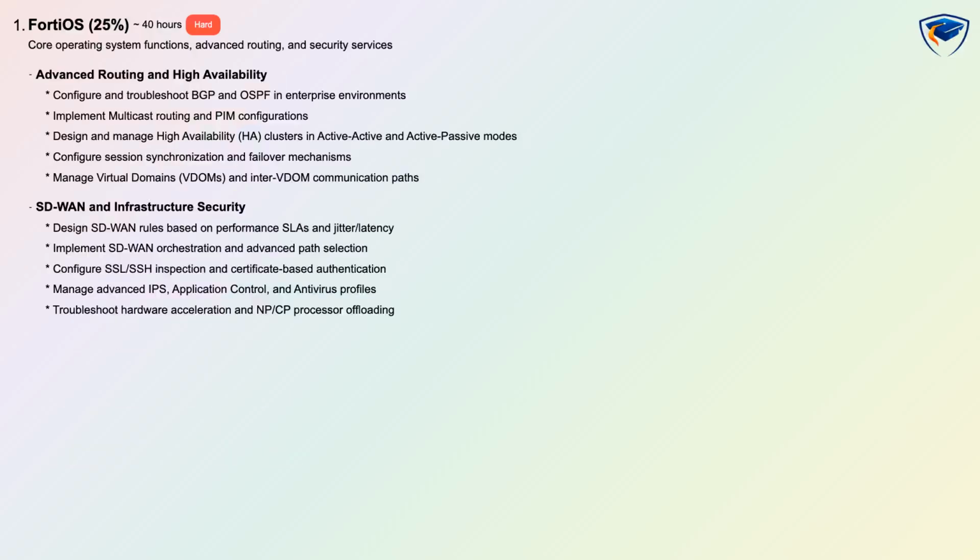FortiOS carries 25% of the exam and is listed as hard with an estimated 40 hours of study and conceptual plus scenario-based assessment. You will learn core operating system functions, advanced routing and high availability, and a broad set of security services. Expect to configure and troubleshoot BGP and OSPF, implement multicast with PIM, design active-active and active-passive HA clusters, manage session synchronization and inter-DOM communication, and build SD-WAN rules based on performance SLAs.